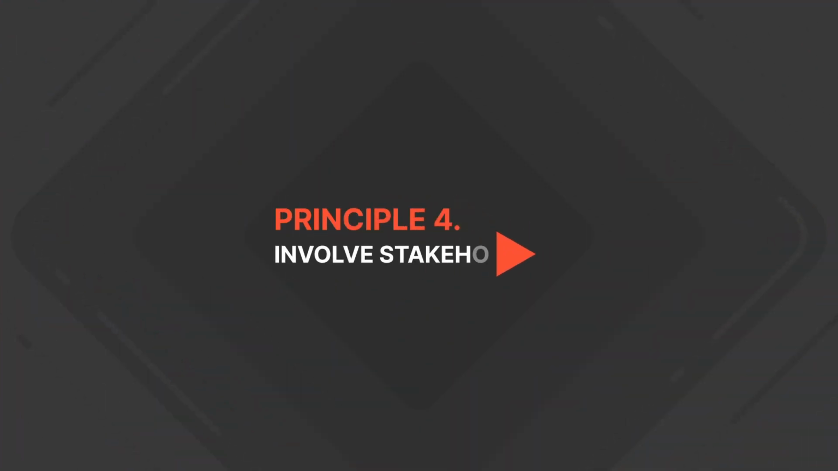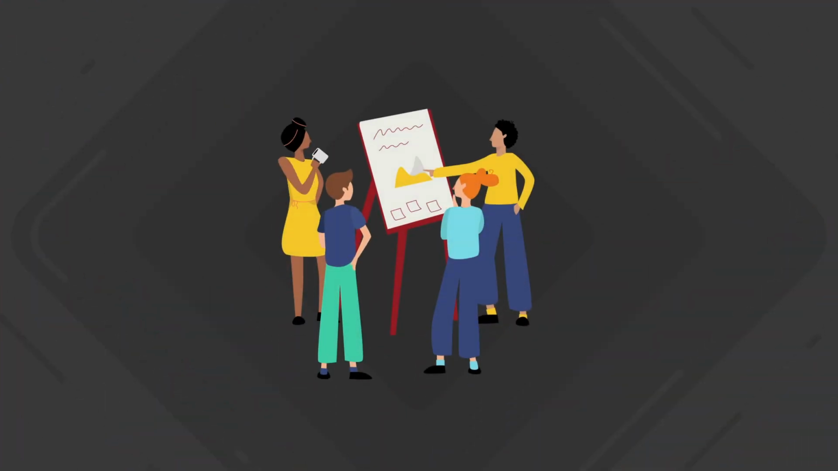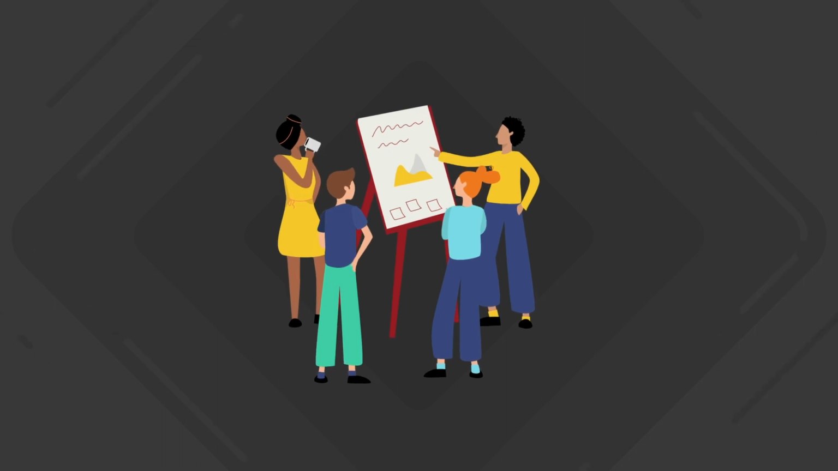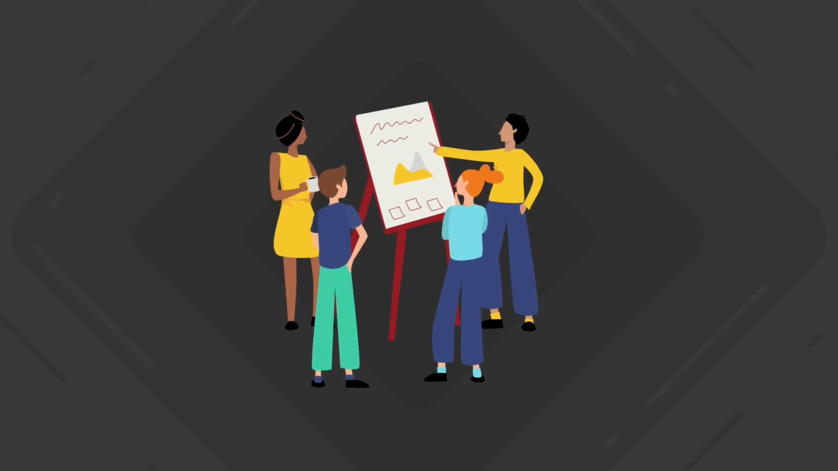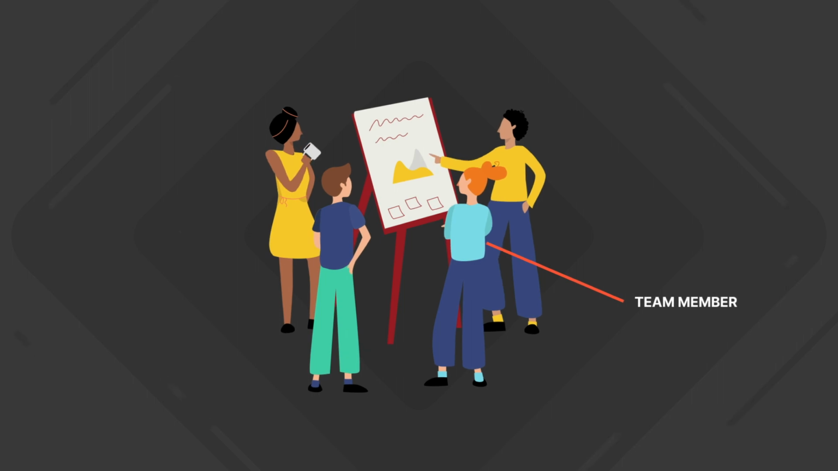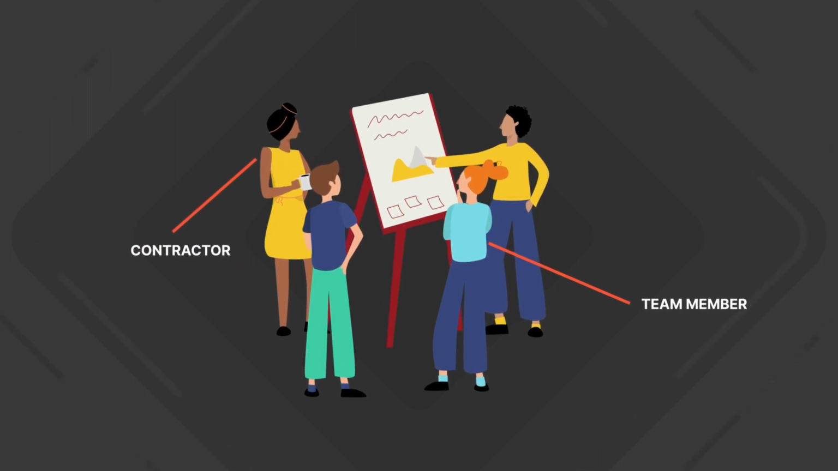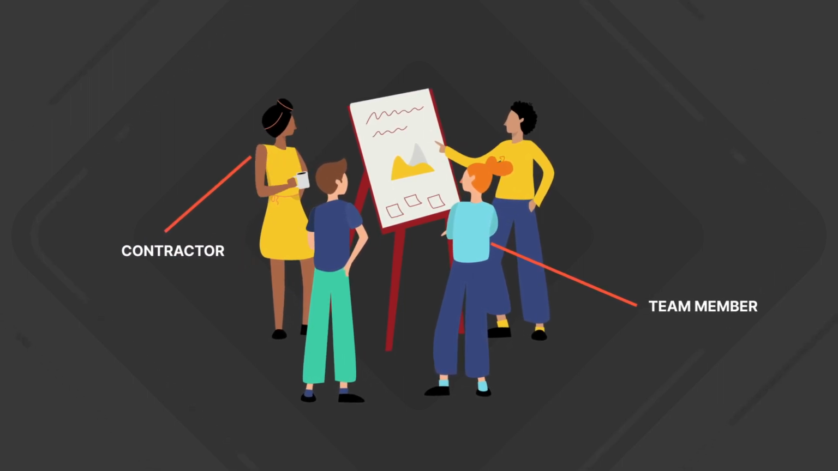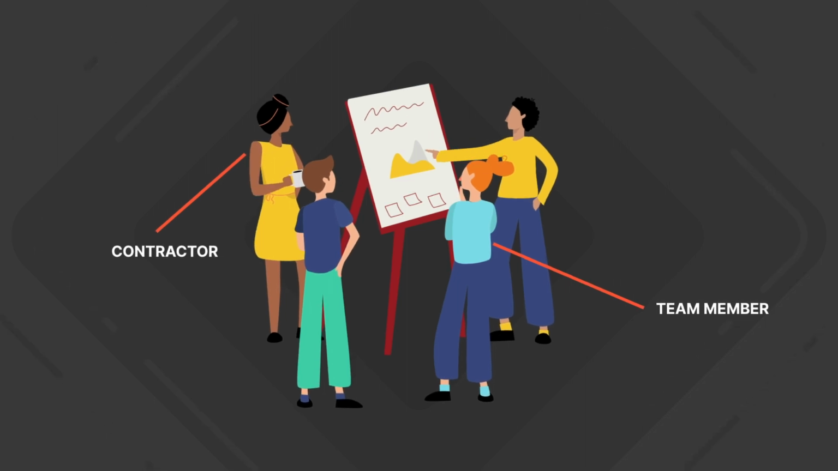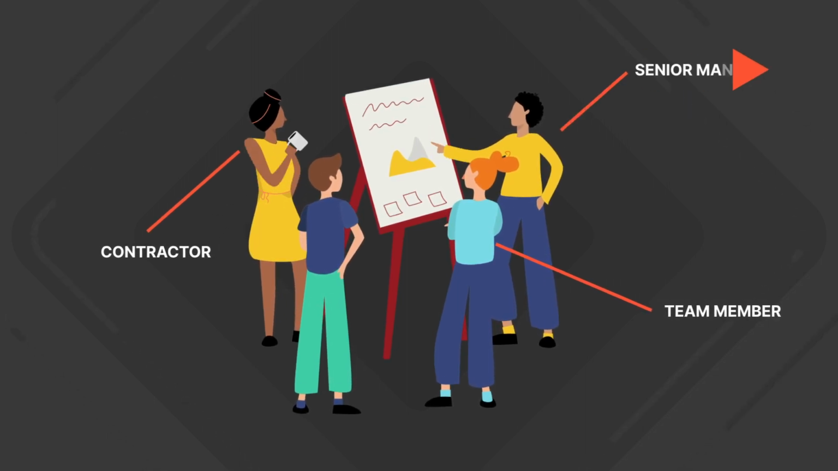Principle 4. Involve stakeholders. When planning a risk, it is crucial to rely on the experience of those participating in the project, for example, team members, contractors, as well as professionals within your organisation who can provide risk planning guidance, for example, senior managers.